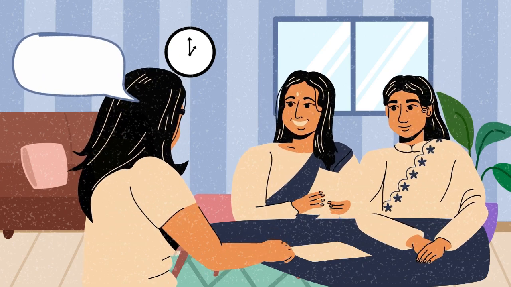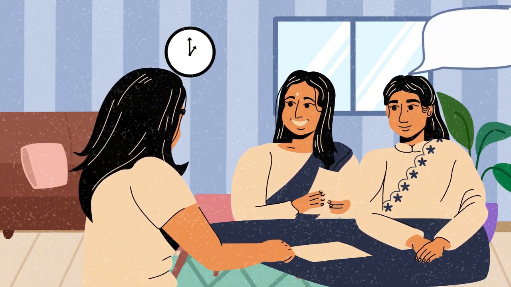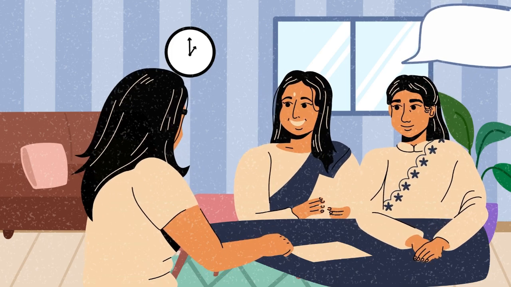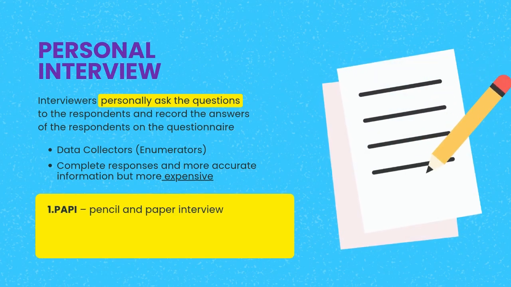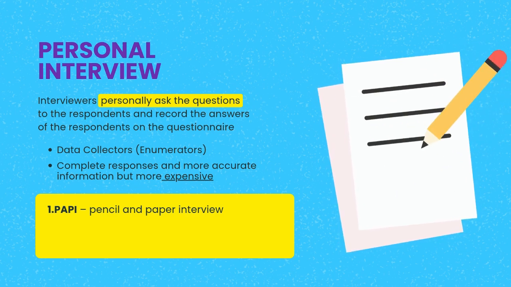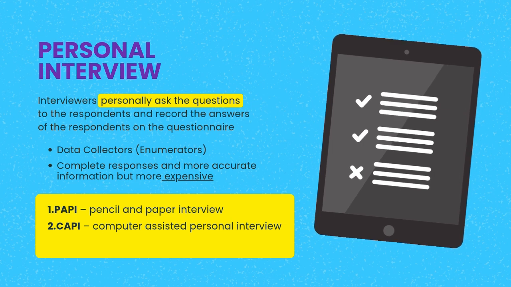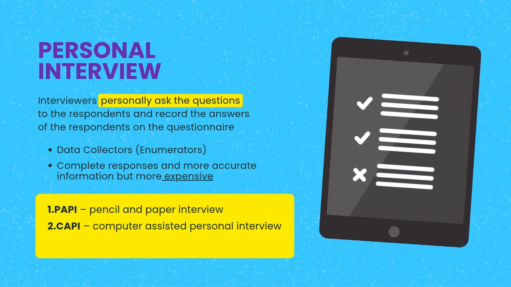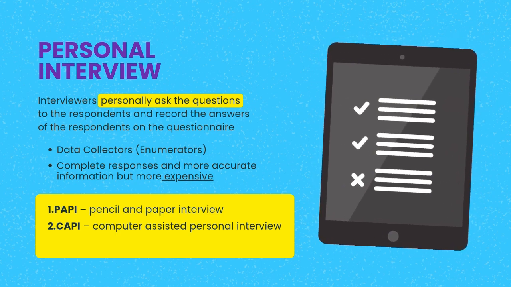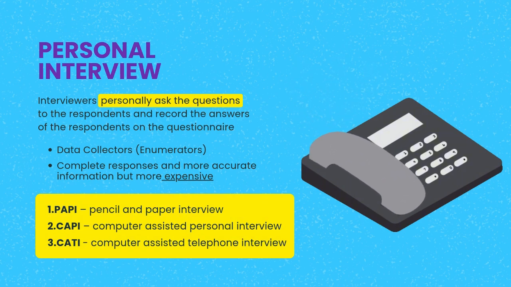In conducting a personal interview, the usual approach is that the data collector will be the one to ask the questions, then the respondents will answer. And then the data collector will jot down the answer. This can be done through different modes. First, we have the PAPI, or the pencil and paper interview. And this mode of personal interview uses a printed paper questionnaire and pen or pencil. The next mode that we have here is called CAPI, or the computer-assisted personal interview. And this is usually done with the use of a tablet containing all the questions, and the answers will be entered in the tablet. Lastly, we have CATI, or the computer-assisted telephone interview. And this is used by utility companies like Globe and Smart to conduct surveys regarding their services.